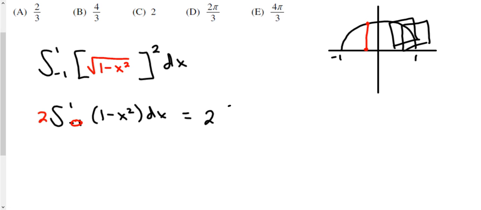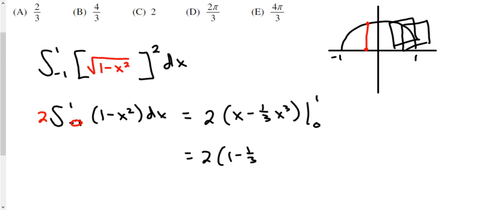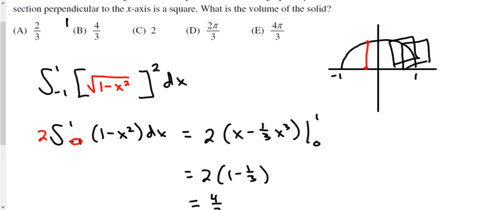So I get 2 times the integral of this. I'll get x minus 1/3 x cubed, from 0 to 1. So put 1 in there, I get 1 minus 1/3. Put 0 in there, I'm going to get 0. So 1 minus 1/3 is 2/3, times 2 is 4/3. So look at that. The answer is 4/3.